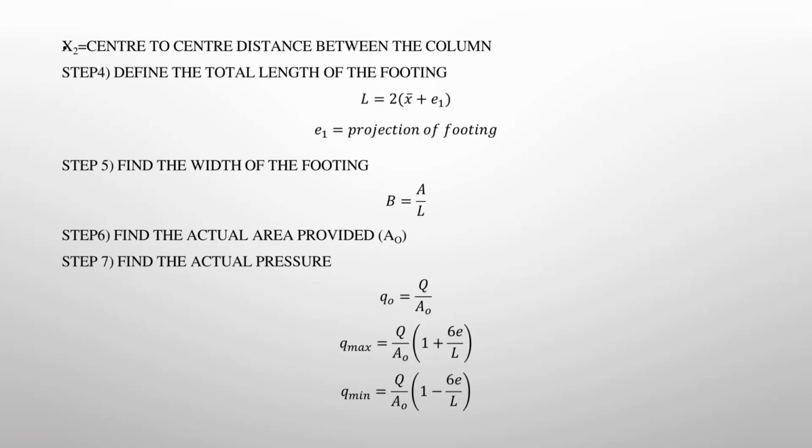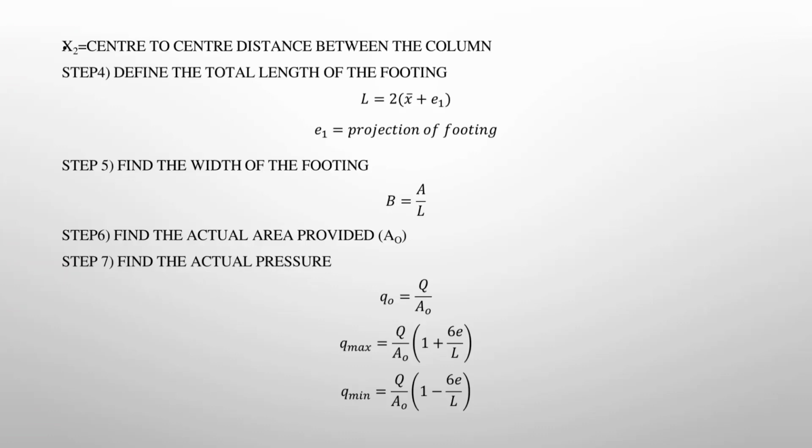Next step is to find the total length of the footing. So capital L equal to 2 into x bar plus E1. E1 is nothing but projection of footing. And step 5 is to find the width of the footing, that is capital B equal to A divided by L. A is area and L is the length of the footing. By calculating the length and the width, we find the actual area provided, that is A0.